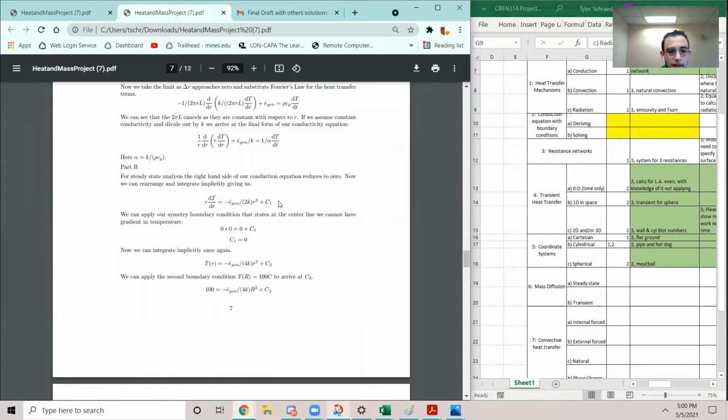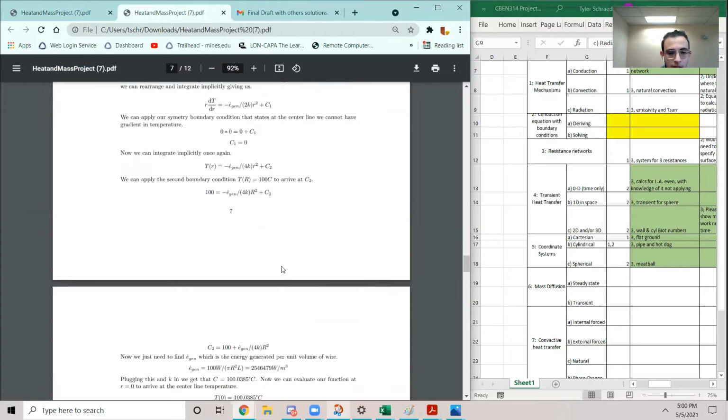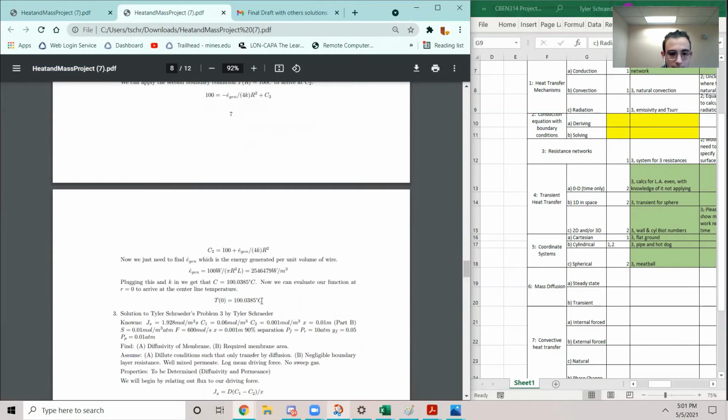And then we recognize that we're operating at steady state, so we set our time derivative equal to 0, and then we integrate up, solve for our first constant using our first boundary condition of symmetry, and then solve for our second boundary condition of a known external temperature to arrive at our internal temperature.